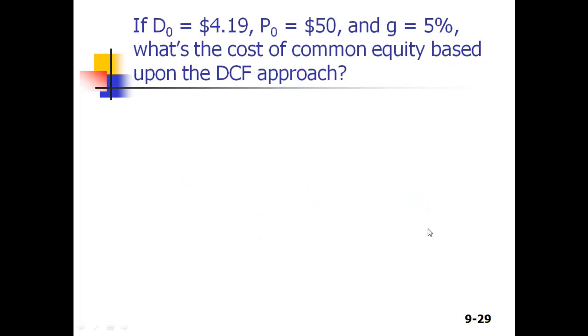Now, if you have this formula, so you are given the current dividend, you are given the price, you are given a growth rate. What is the cost of common equity based on the discounted cash flow approach? Okay, one second, I didn't ask you to shout it out. So you just write it. I want to see who can do this.